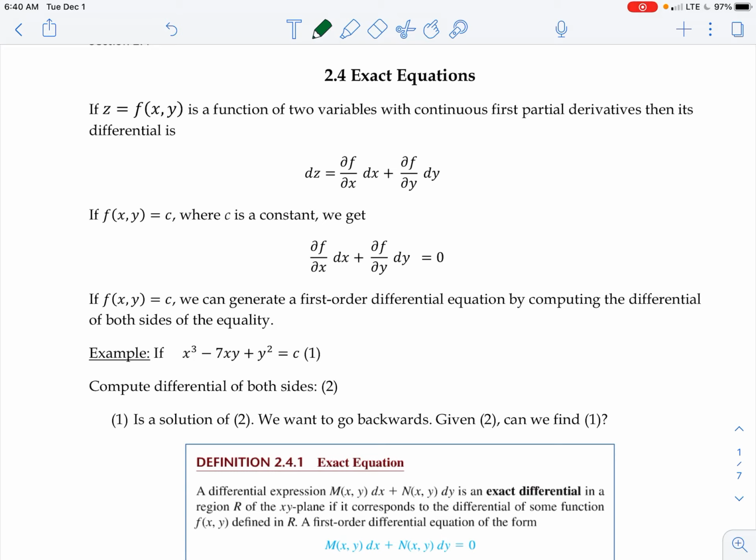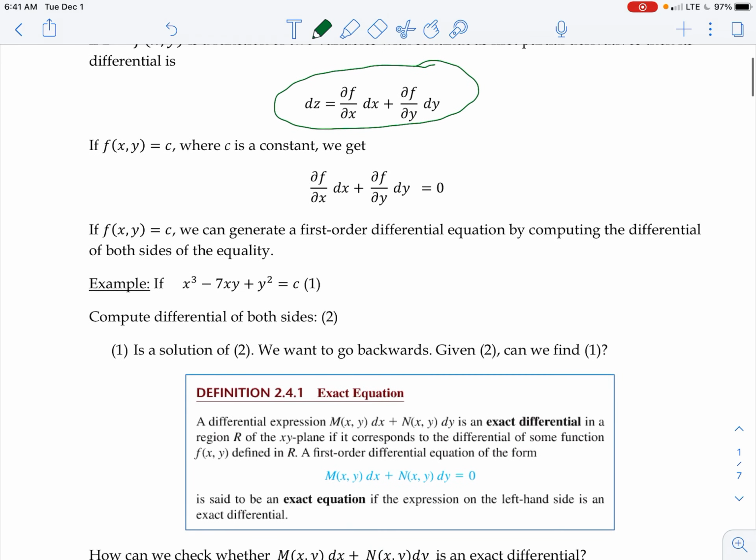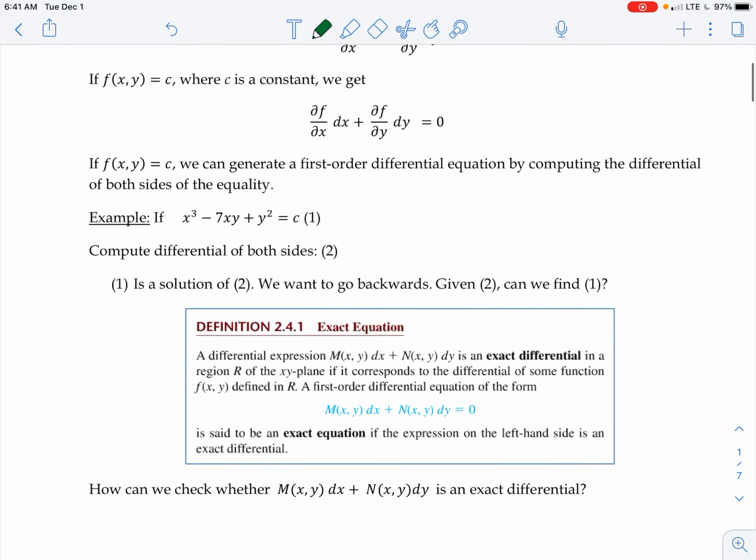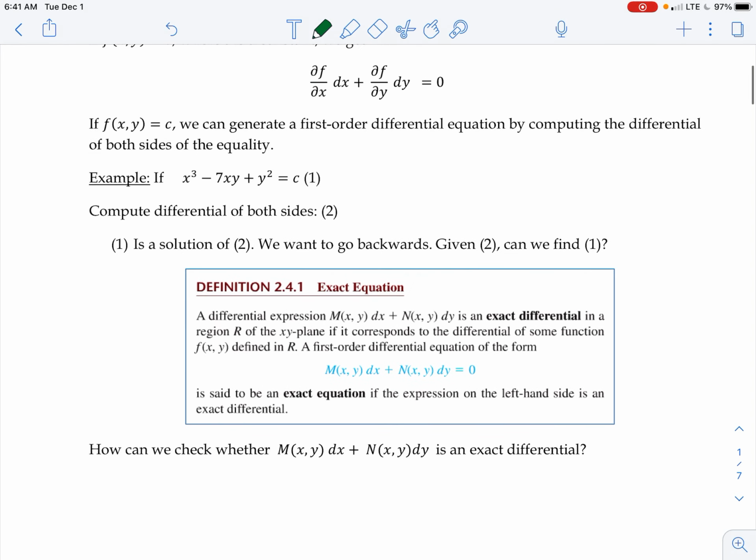So, recall if we have a function z in two variables with continuous first partial derivatives, then its differential looks like this, where we take the partial differentiation with respect to x and y of our function. Well, if f of x y is equal to c, a constant, we get the partial of f with respect to x dx plus the partial of f with respect to y dy equals 0. If f of x y equals c, we can generate a first-order differential equation by computing the differential of both sides of the equality. So, here's our example.